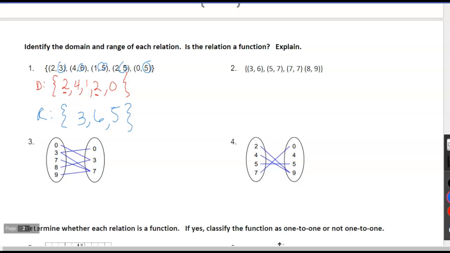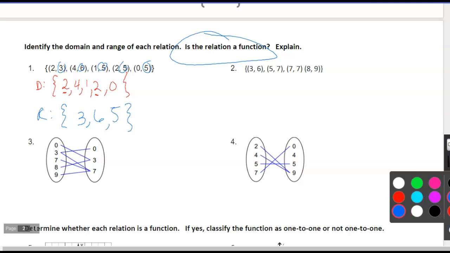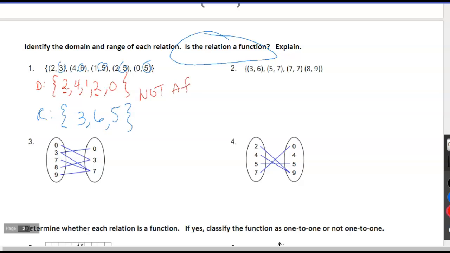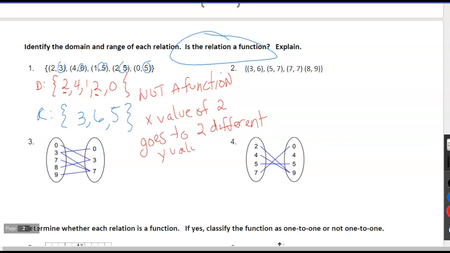But if we're talking about whether or not these are functions, then it is important to show that the domain does repeat. So this one is not a function. And it says explain. Well, the x value of 2 goes to 2 different y values.